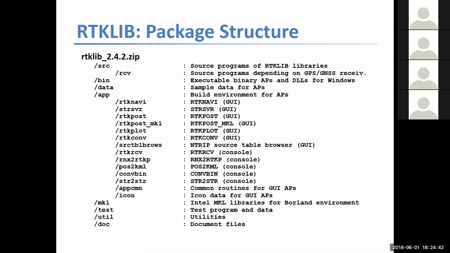The package structure: source code and source programs depending on the GNSS receiver type, executable binary applications, sample data, and the build environment for applications. And these are the applications. RTKNAVI is real-time RTK. STRSVR I will introduce later. RTKPOST is post-processing mode. Then MKL test, utilities, and a document file.